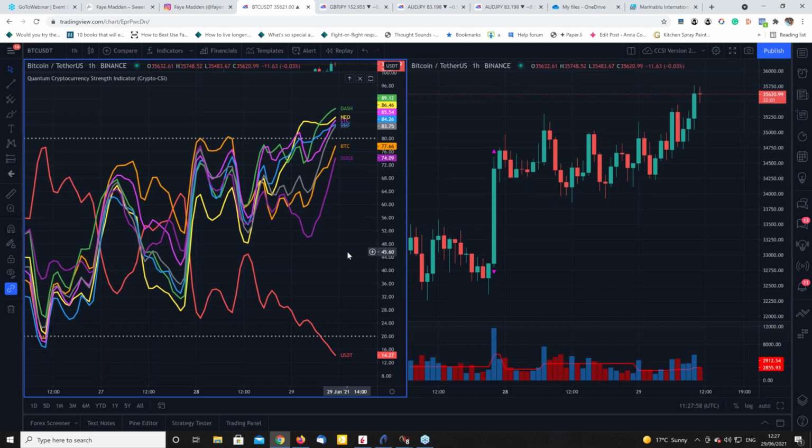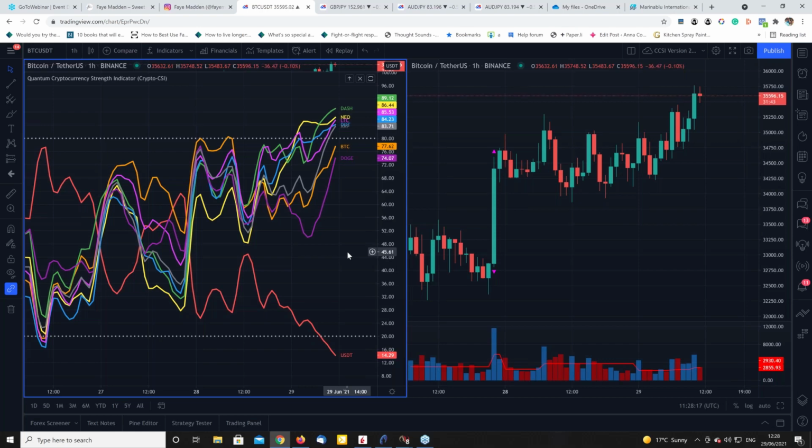The difference also here is that whereas with currencies in the Forex world, you will tend to get a lot of divergence. You will see one currency moving higher, another currency moving lower. That's what gives the strength and momentum to the moves. They will be moving all in different directions.